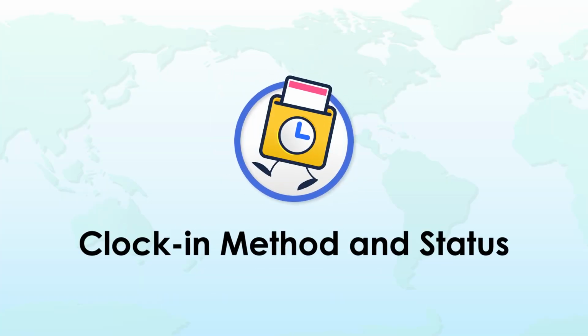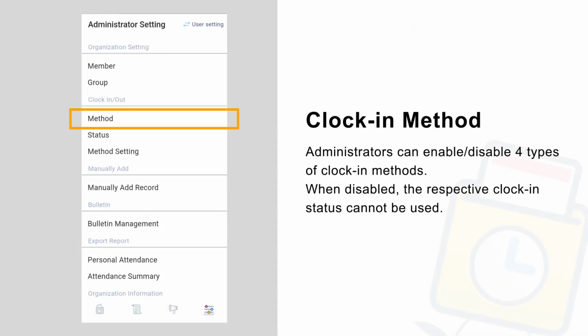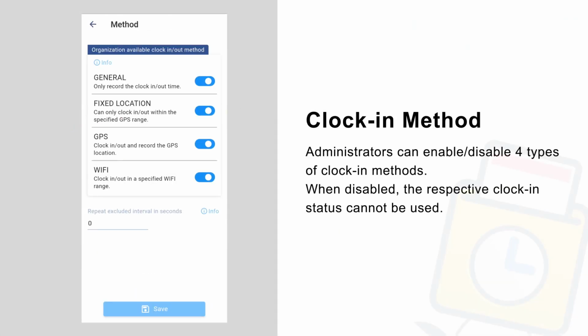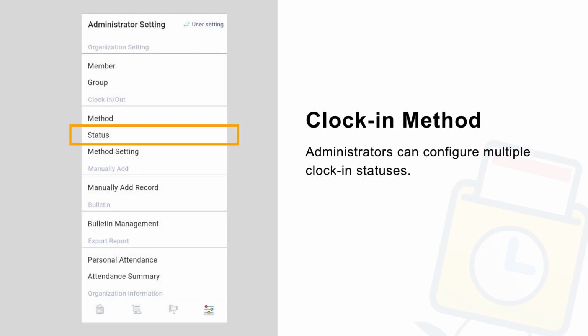Clock-in method and status. On the method page, administrators can enable or disable 4 types of clock-in methods. When disabled, members are temporarily restricted from using that method for clock-ins, and it cannot be selected in any clock-in status. On the status page, administrators can configure multiple clock-in statuses.